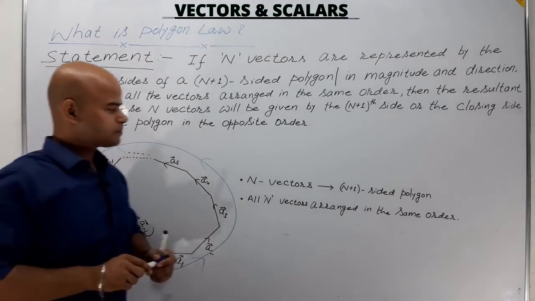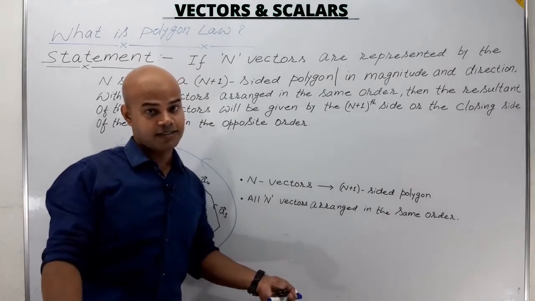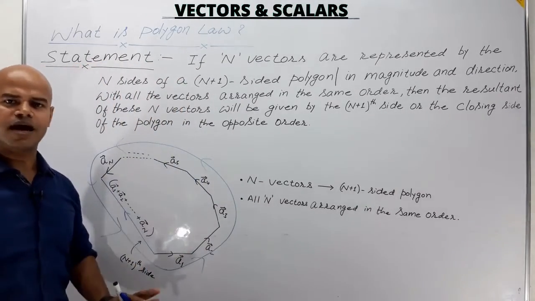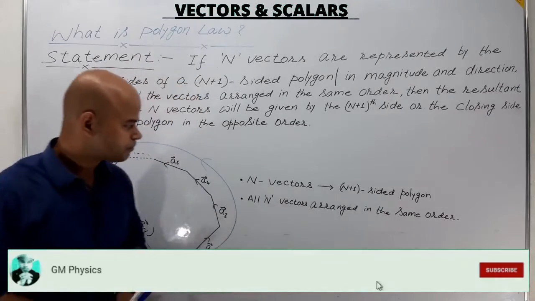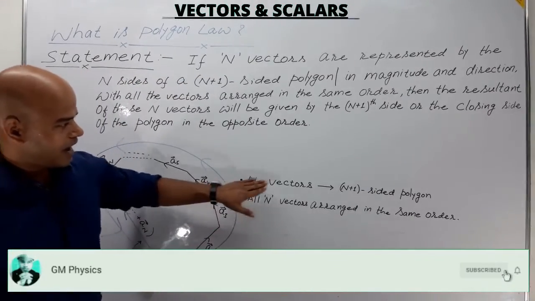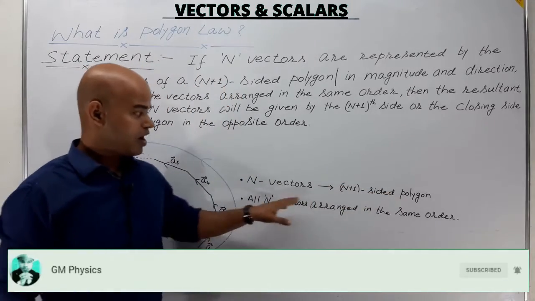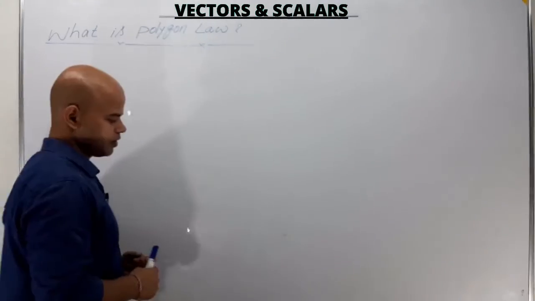So this is a universal law applicable on any number of vectors. Whether you have 3, 4, 5, 10 millions of vectors, doesn't matter. The only thing, they must be arranged in the same order, right? N vectors imply an n plus 1 sided polygon, and all n vectors arranged in the same order, right?